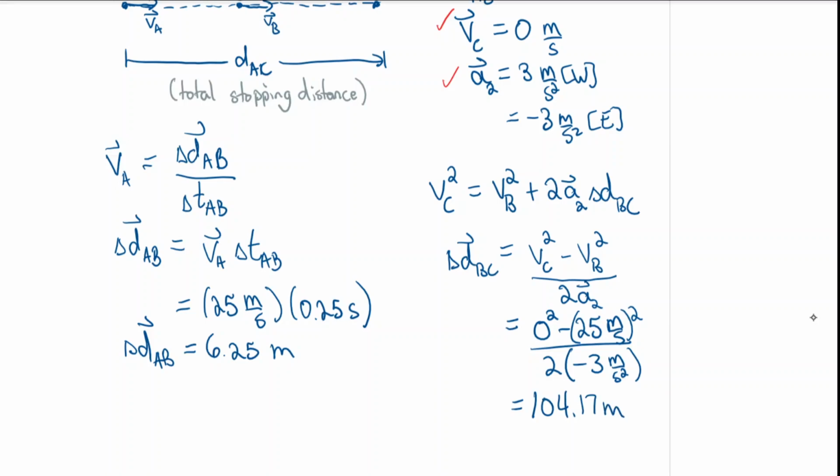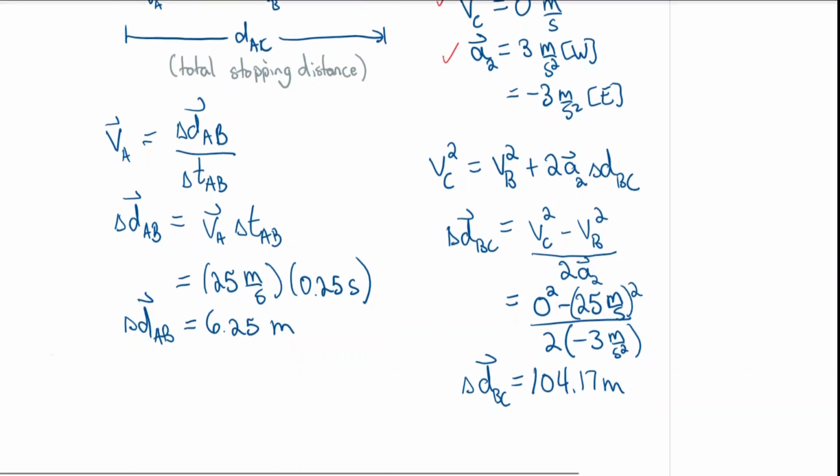meters. Now, that's a pretty gentle acceleration, right? That's pretty far to travel. Typically, we don't travel quite that far, but it's not actually unreasonable to travel that far when slowing down from that kind of velocity. So here it is. Here is our displacement from B to C.